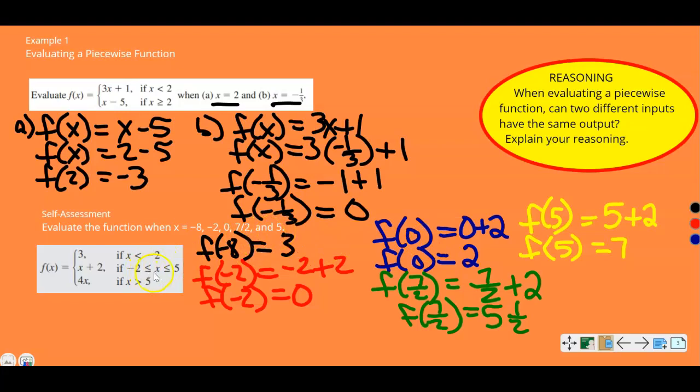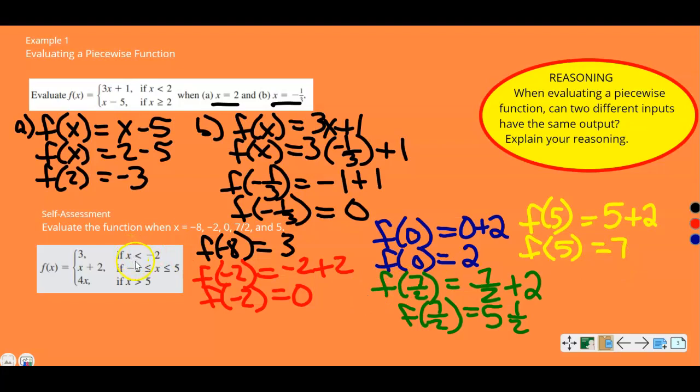All right, so this has x is less than or equal to 5. And this one says x greater than 5. There's not an equal sign here. So it's only included in the middle function. So once again, we're going to use x plus 2. So f of 5 equals x plus 2, or 5 plus 2. 5 plus 2 is 7.